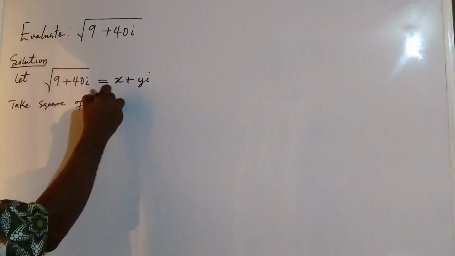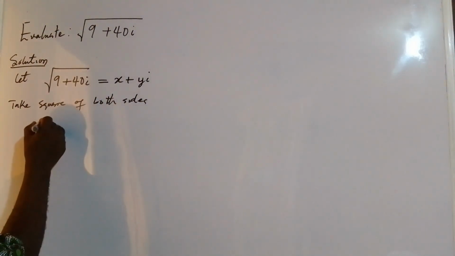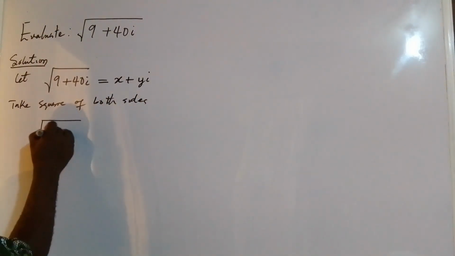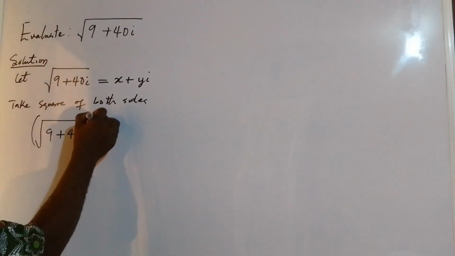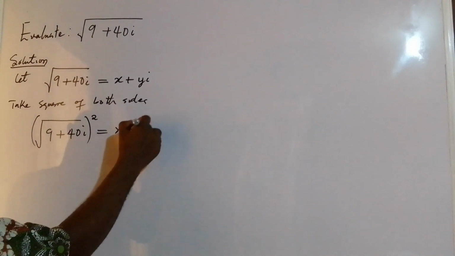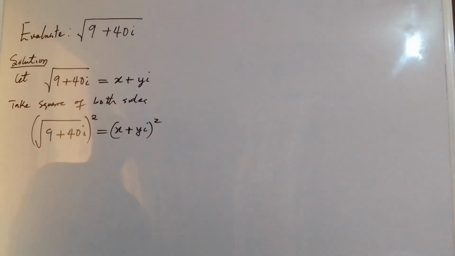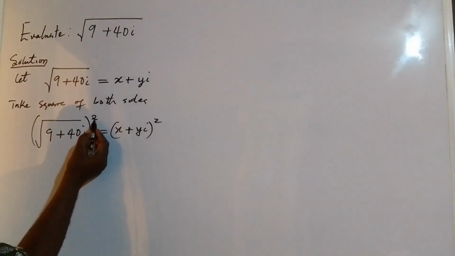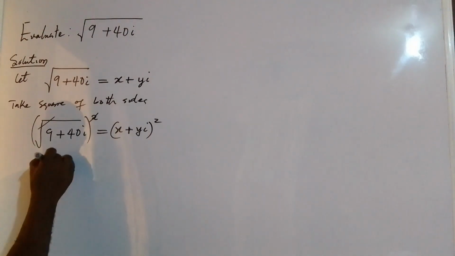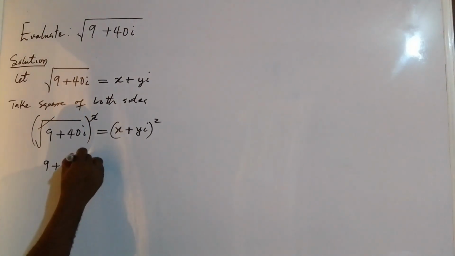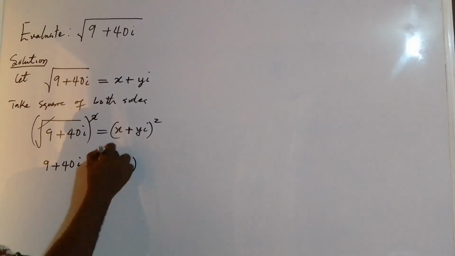Take the square of both sides. Once we take the square of both sides, we have the square root of 9 plus 40i all squared equal to x plus yi all squared. As we all know, square and square root cancel out each other, so we have 9 plus 40i equal to x plus yi squared.